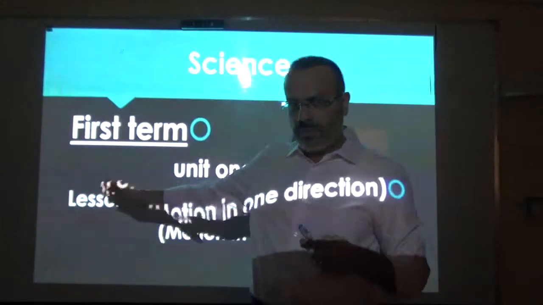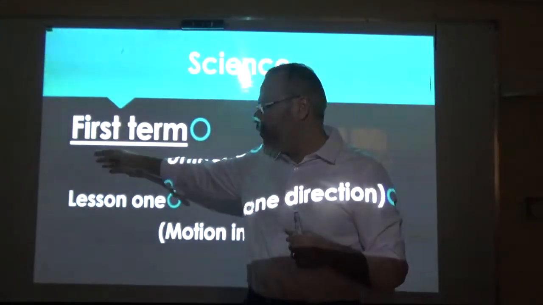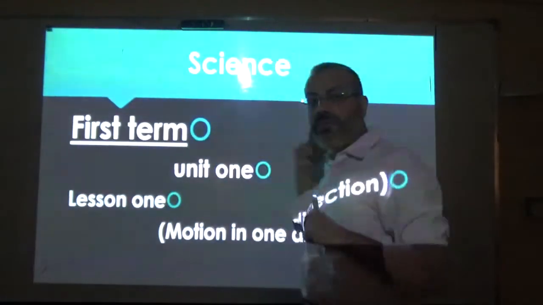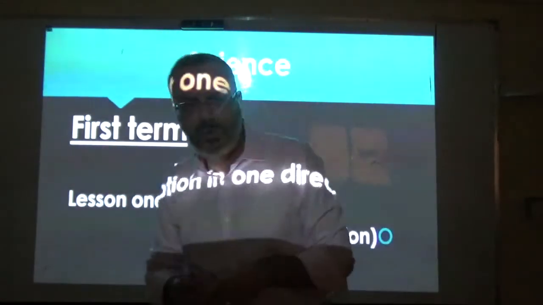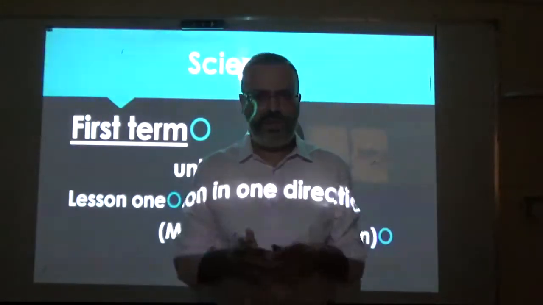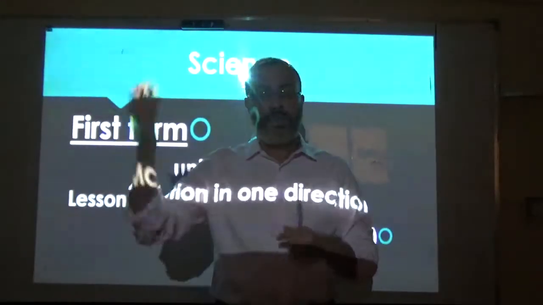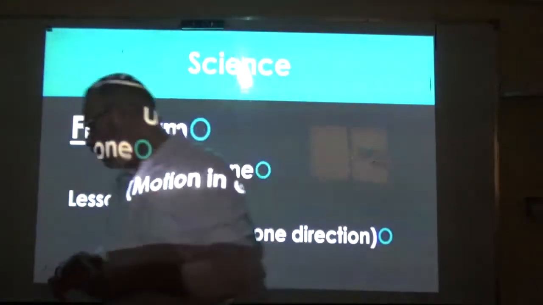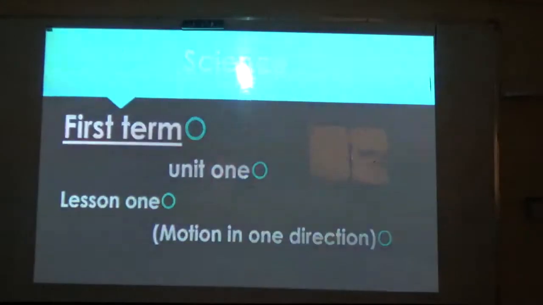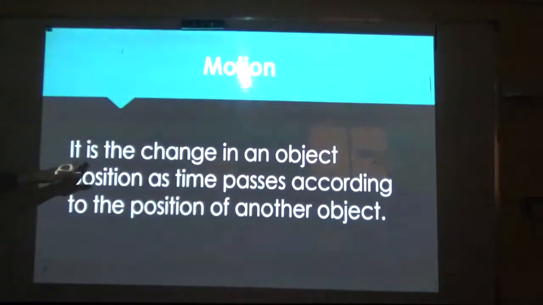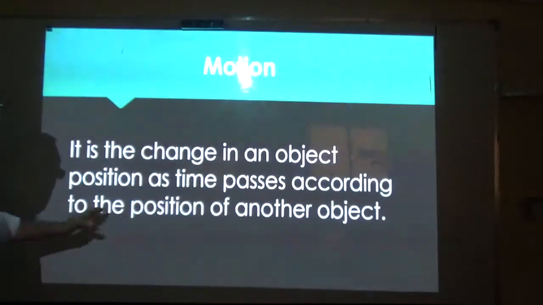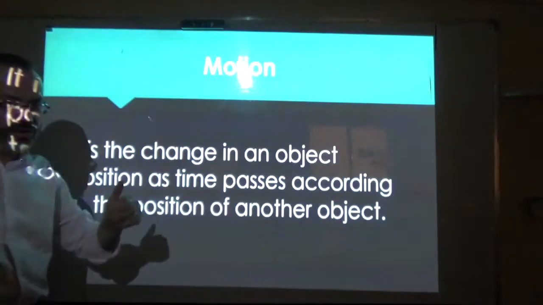As we said, the word "first" was at the left side, or the left arm, of me, then it becomes backward. The same happens when I move inside a car in the street. The buildings surrounding me become backward when I move. So motion is the change in an object's position as time passes according to the position of another object.